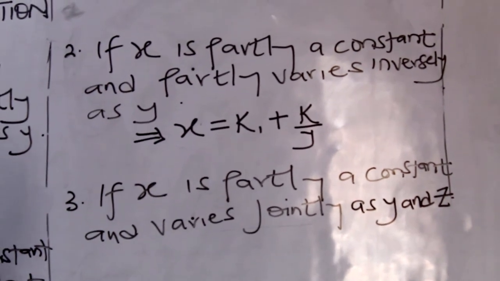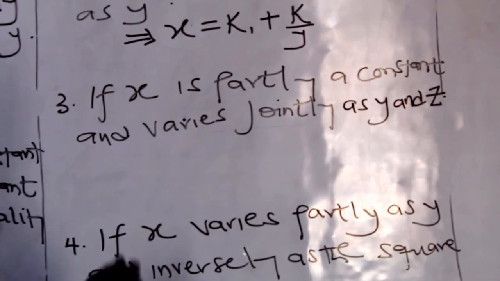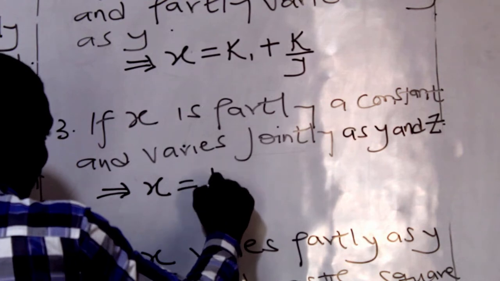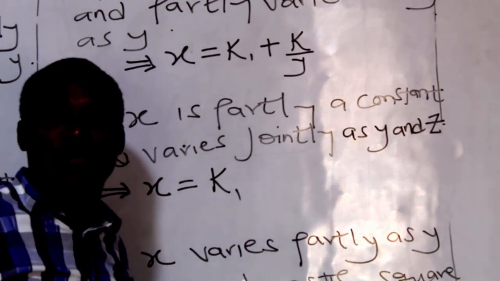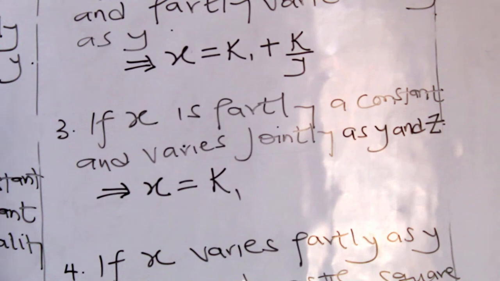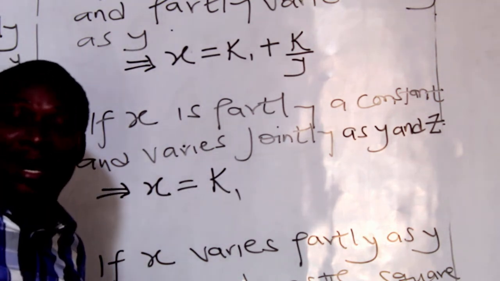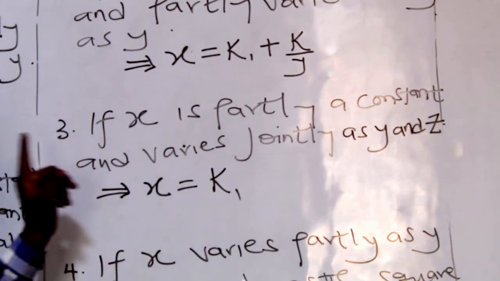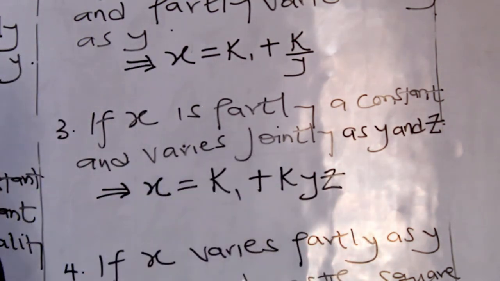The third example, or the third aspect of the questions that you can see on partial. If x is partly a constant and varies jointly as y and z. Here, one may rationalize and say, oh, there is joint variation. But please take note, in joint variation, did we really see something like jointly? We rather saw varies directly and inversely at the same time. We never came across the word jointly. So it's not the joint variation that you know of. It is rather telling you a combination of y and z. Take note, this is not joint variation. In joint variation, it was rather x varies directly as and inversely, not jointly.